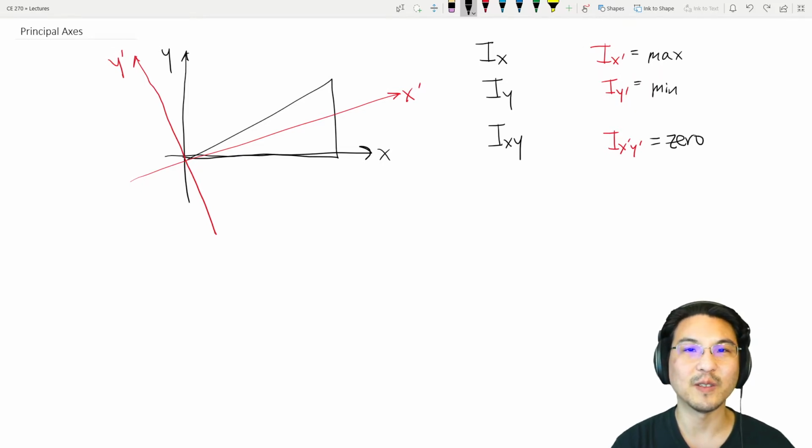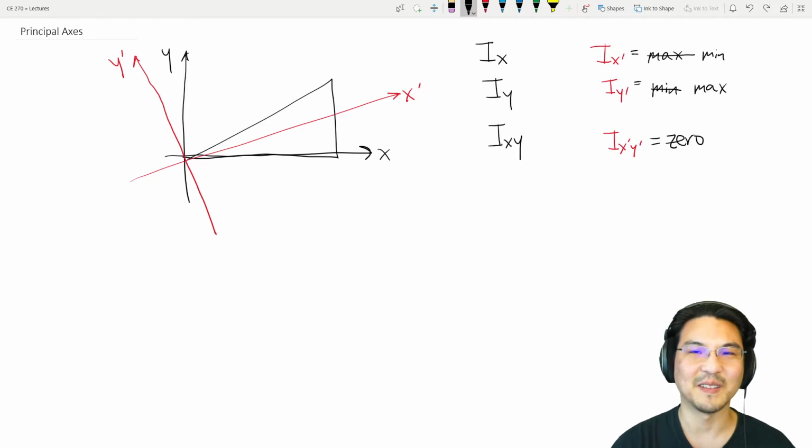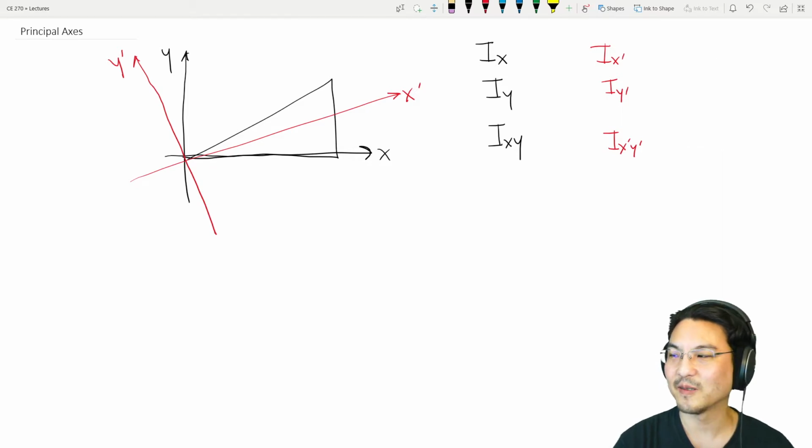And then if you continue to rotate, this value will start shrinking, this one will start growing, this will become non-zero again, until this then becomes a min, and this one becomes a max, and this one goes back to zero. Okay, so this takes some explaining. First, let's talk about rotating coordinates.